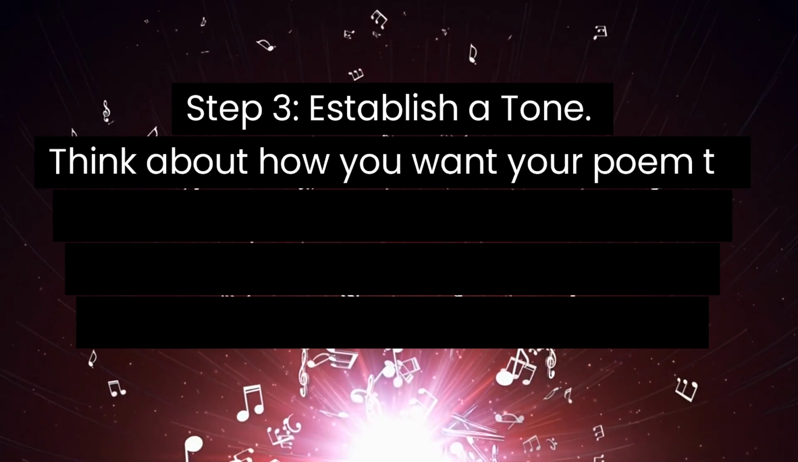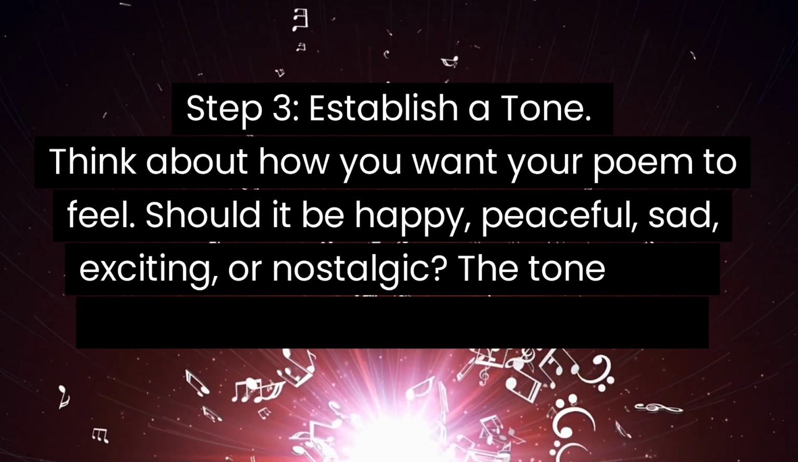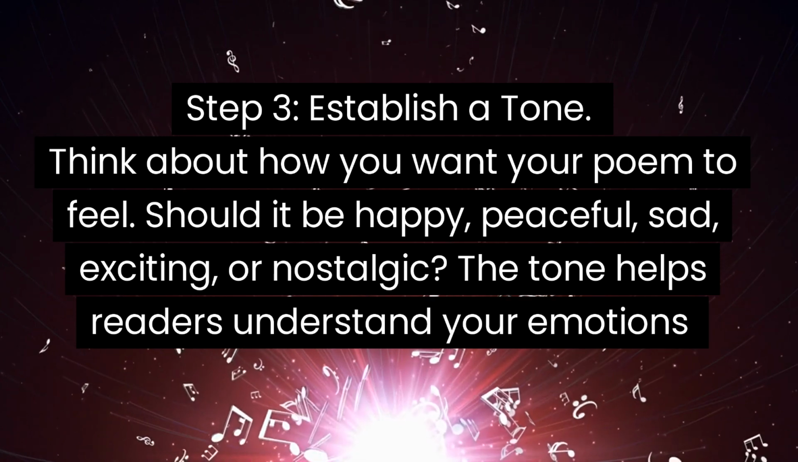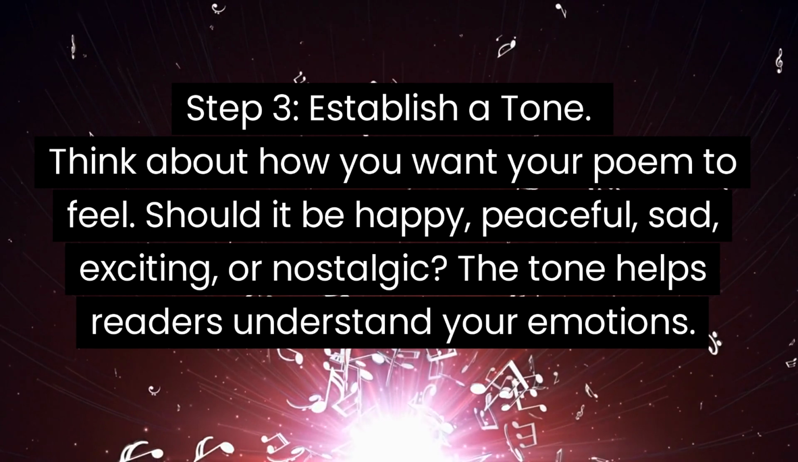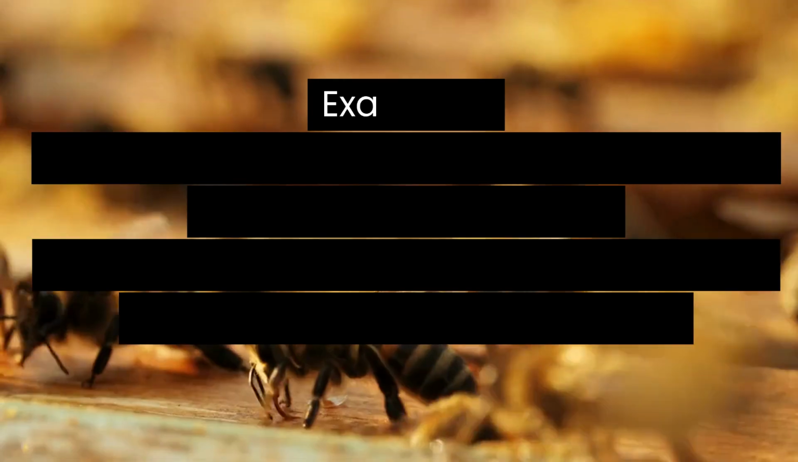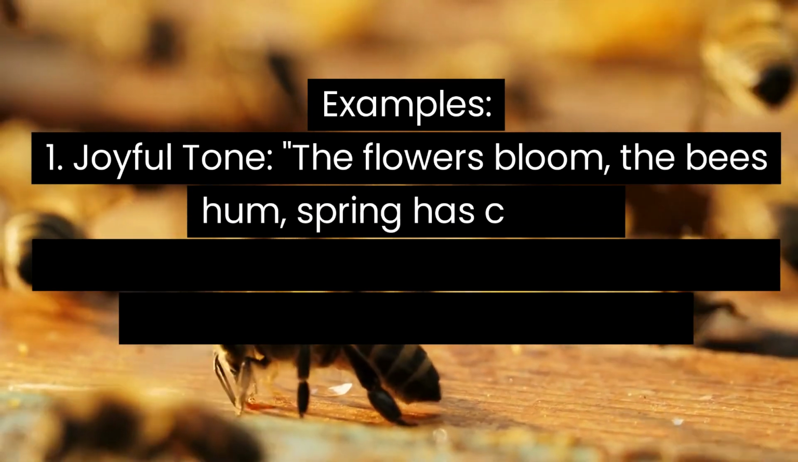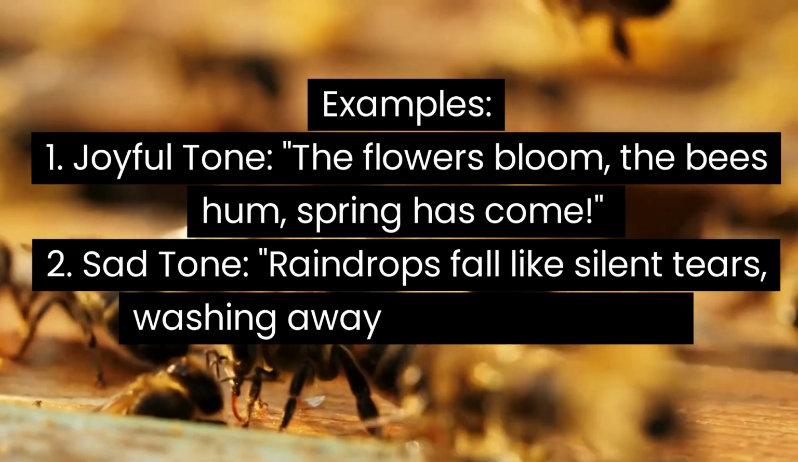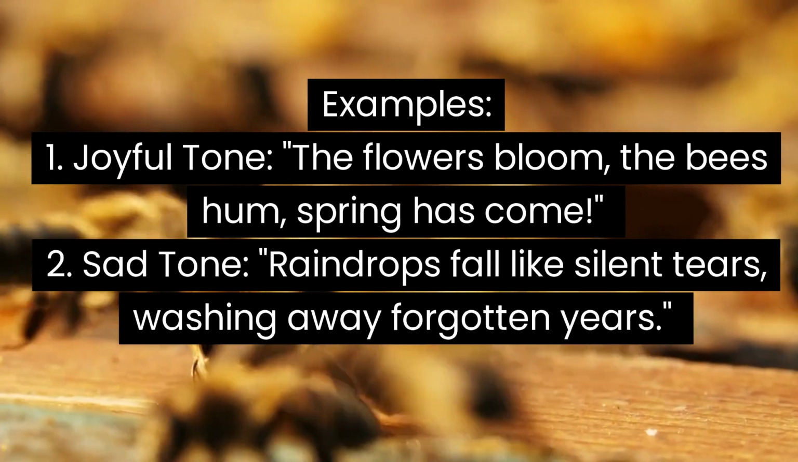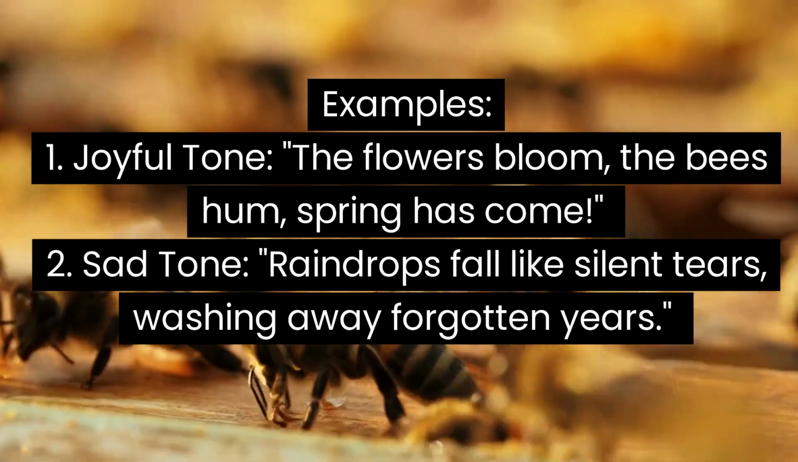Step 3. Establish a tone. Think about how you want your poem to feel. Should it be happy, peaceful, sad, exciting, or nostalgic? The tone helps readers understand your emotions. Examples. 1. Joyful tone: the flowers bloom, the bees hum, spring has come. 2. Sad tone: raindrops fall like silent tears, washing away forgotten years.